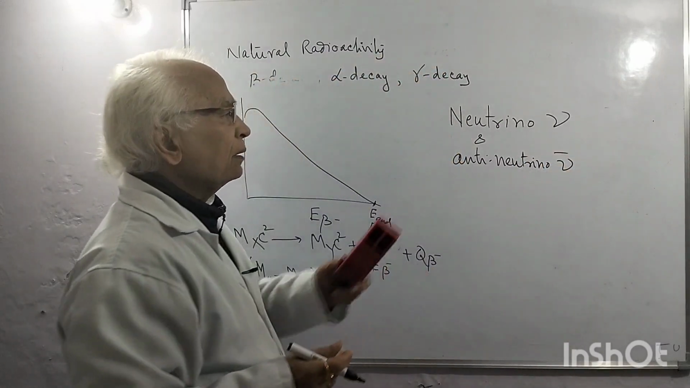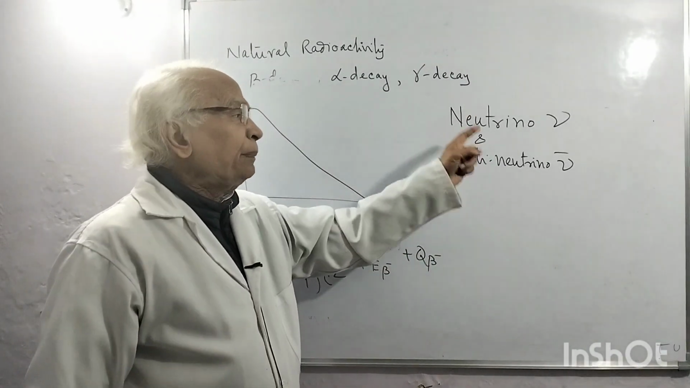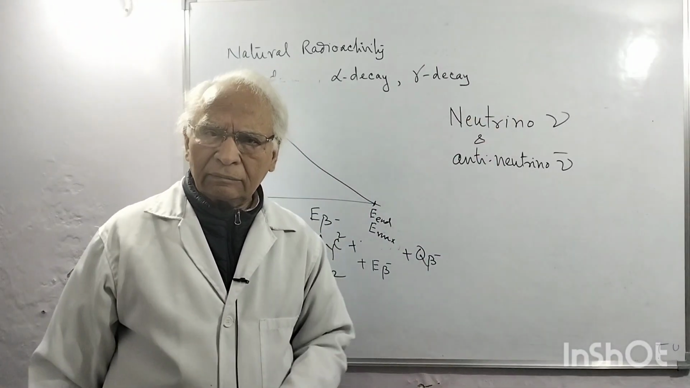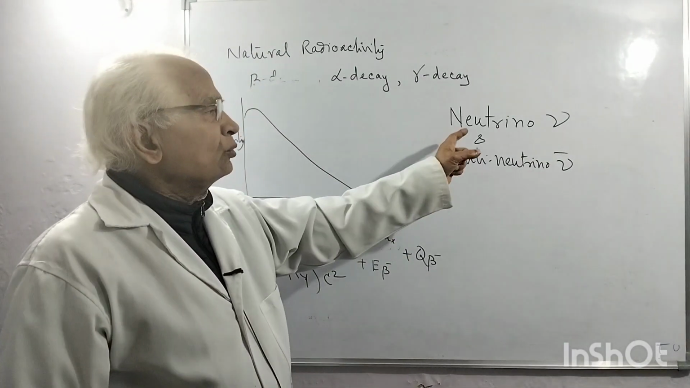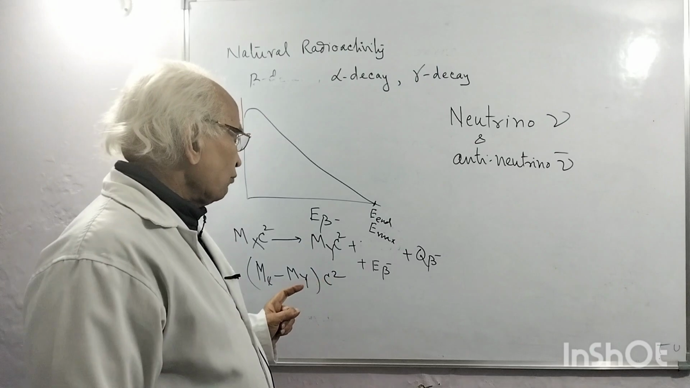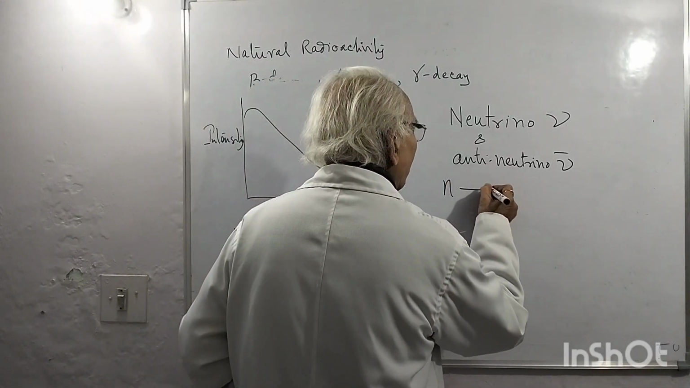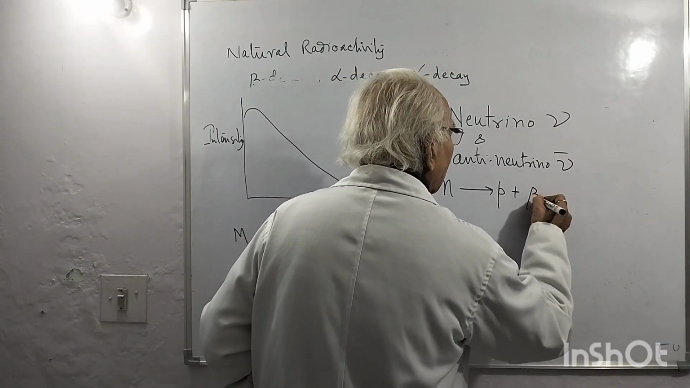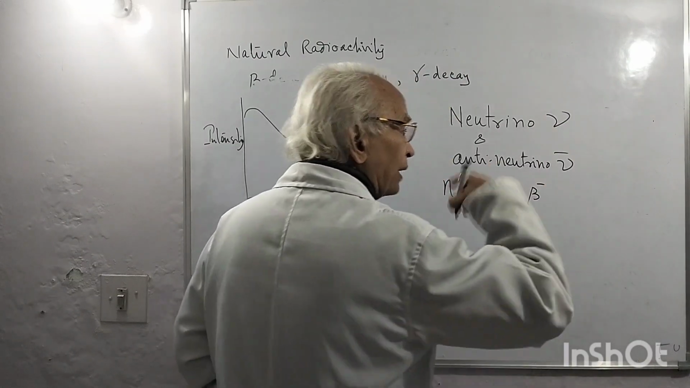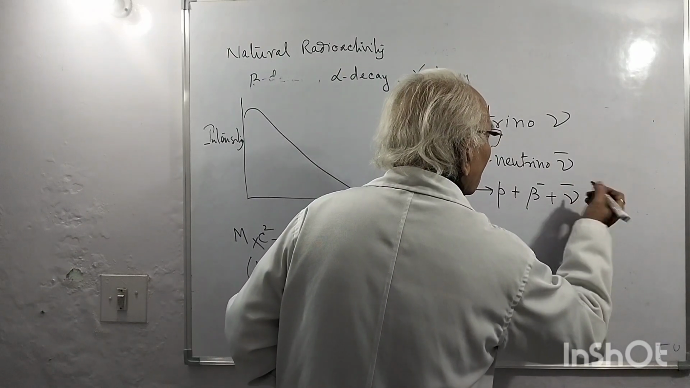So this is the postulation of neutrino and antineutrino. This is a typical new particle, just like the neutron is called new. Here the neutrino is also a new particle which comes out. When a neutron is decaying to a proton and there is emission of a beta negative particle, there is also emission of another particle, which is a neutrino or antineutrino.